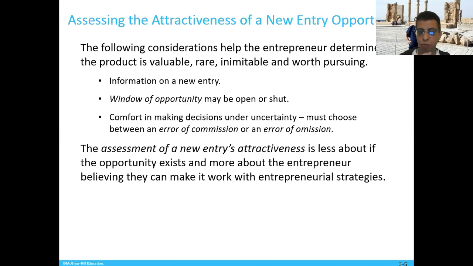So the assessment of a new entry's attractiveness is less about the opportunity existing. It's more about the entrepreneur believing he can make that work. And as we said in chapter one, lots of people see there are opportunities. The second part, you need to see this opportunity: is it for you or for somebody else? If it's for you, then the third part is you need to pursue it.